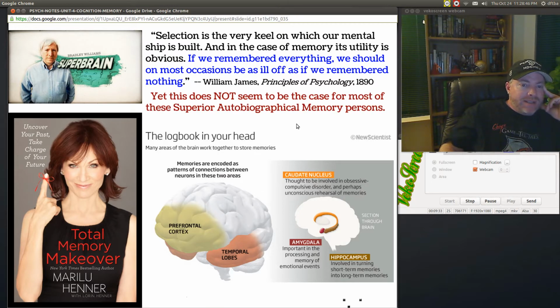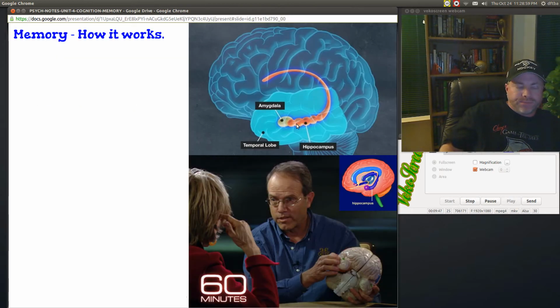This does not seem to be the case for most of these superior autobiographical memory persons. They remember everything, at least autobiographically, but they do not seem to be struggling.